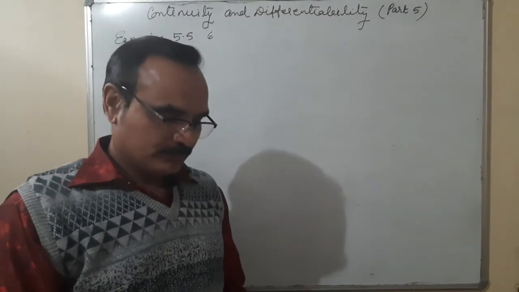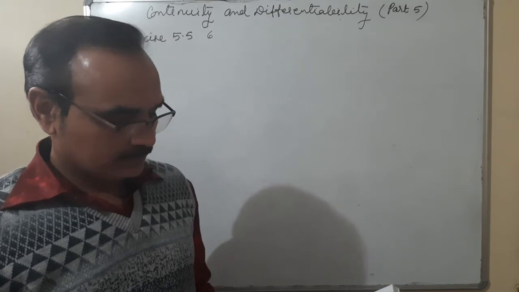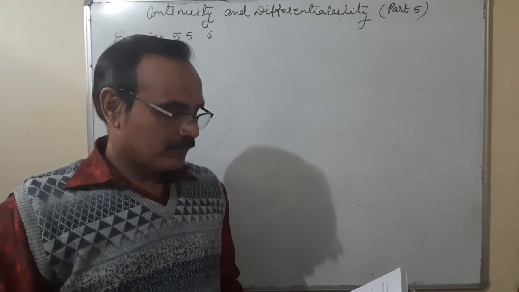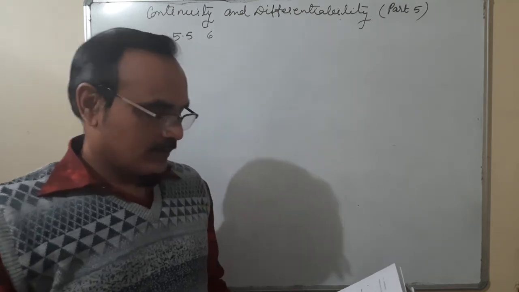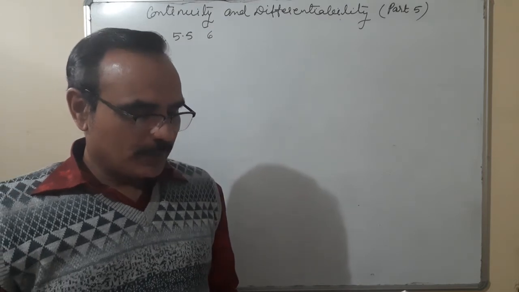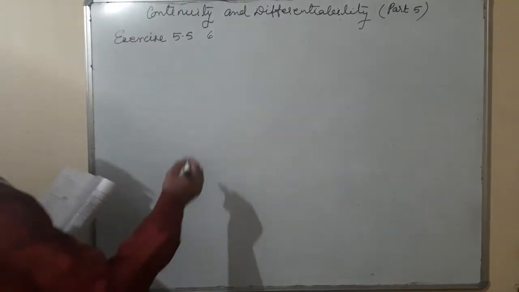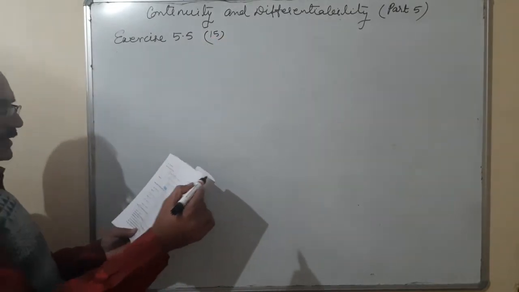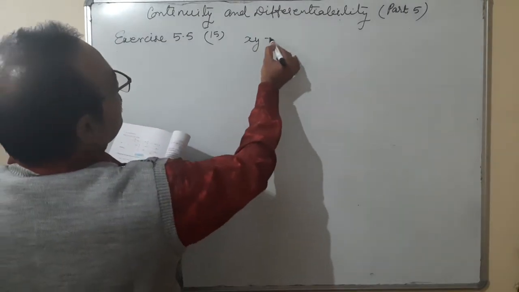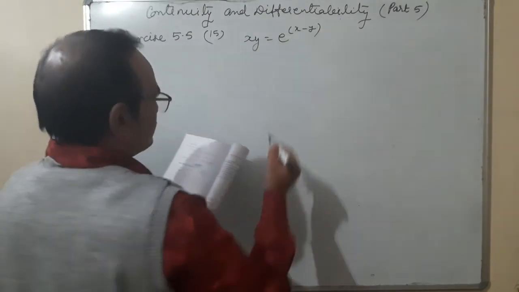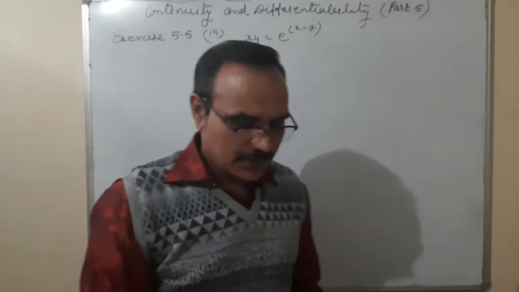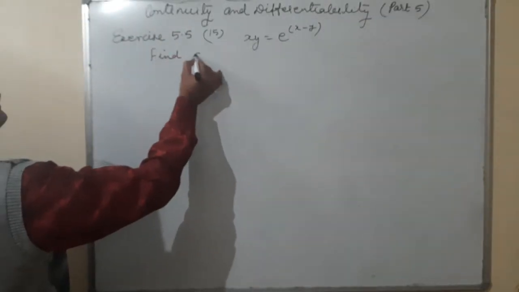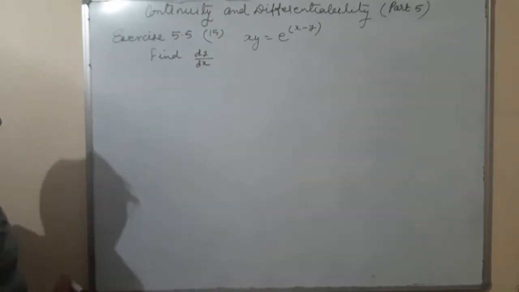Another question. One question I want to take is number 15. Question number 15: xy is equal to e to the power x minus y. That is, x into y is equal to e to the power x minus y. And simply, the question is find dy by dx. How to solve this question?